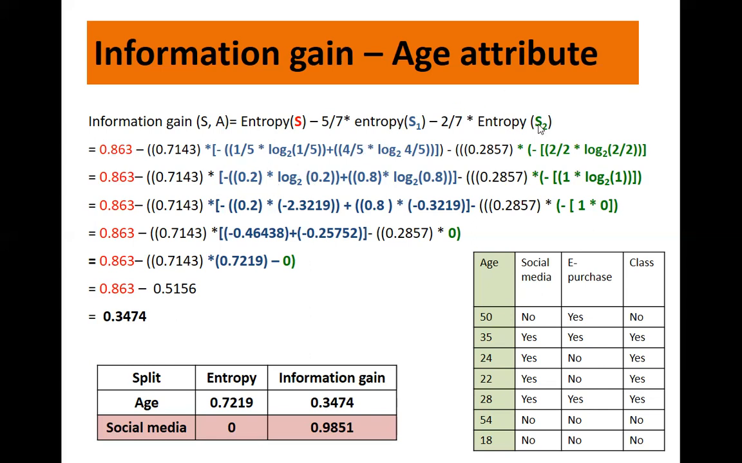But in case of S2, that is age greater than 50, you have 1, 40, that is 1 and 2, and both samples' class label is no. So here you have only Pi, there is no Qi. So you just write 2 by 2 into log of 2 by 2 to the base 2. Right? Now, calculate the values.